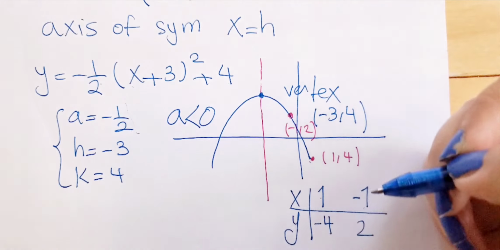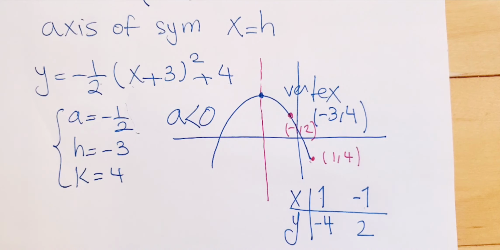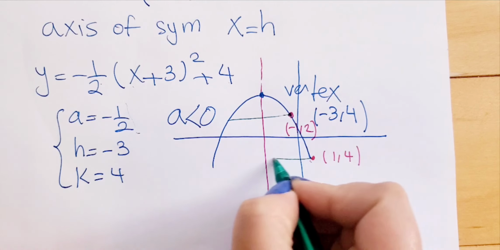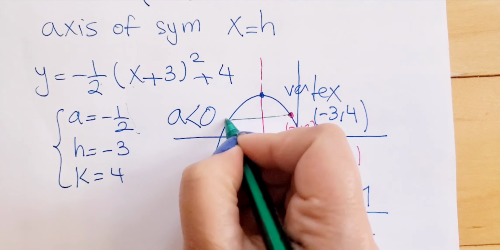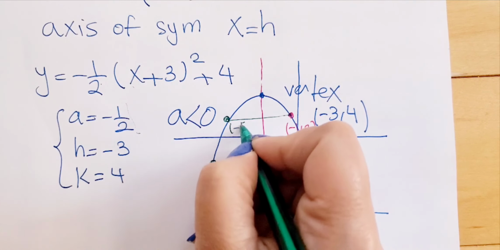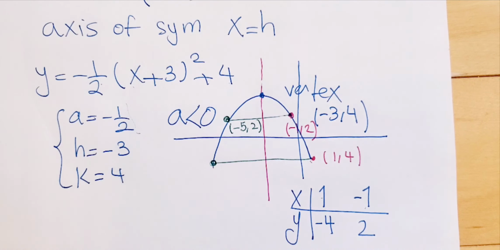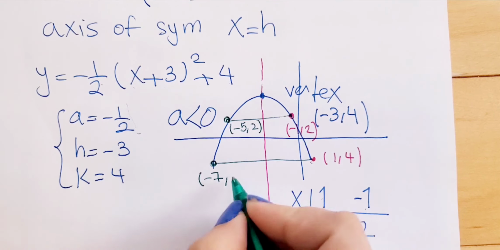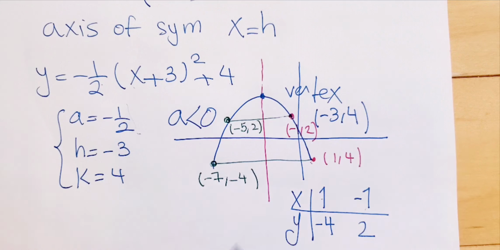Again, it wouldn't be a perfect thing, but then if I want to find the other points on this side using the symmetry, then these 2 points will fall on -5 and 2, and the other one would be on -7 and -4. So this is basically the same thing. The steps are the same.